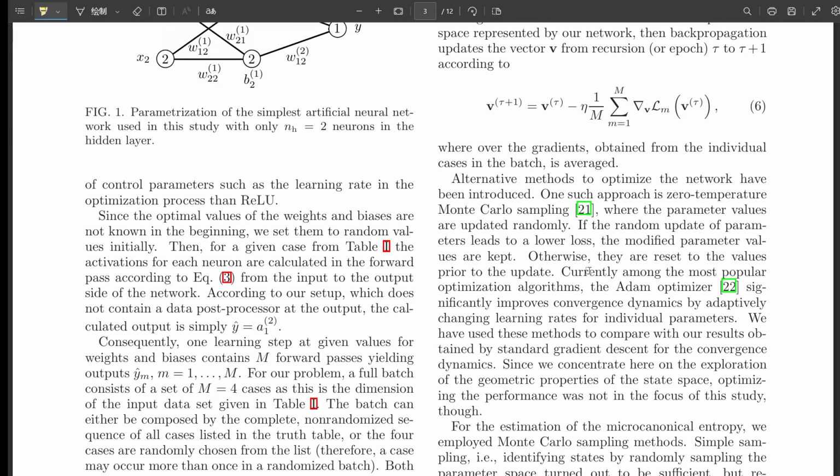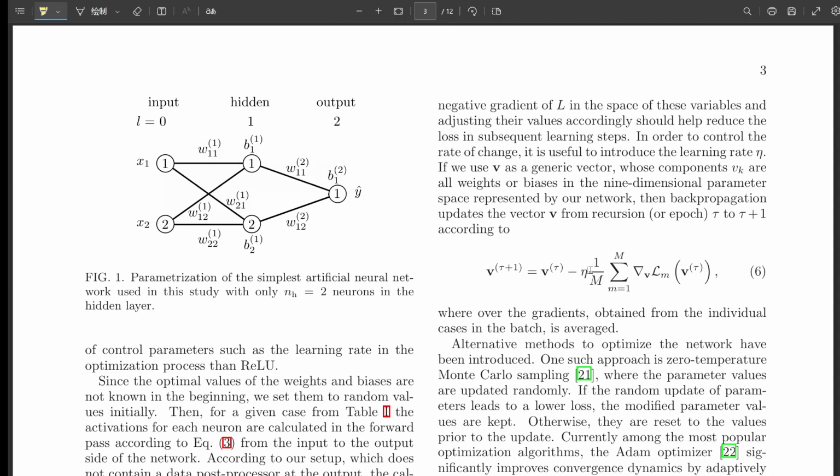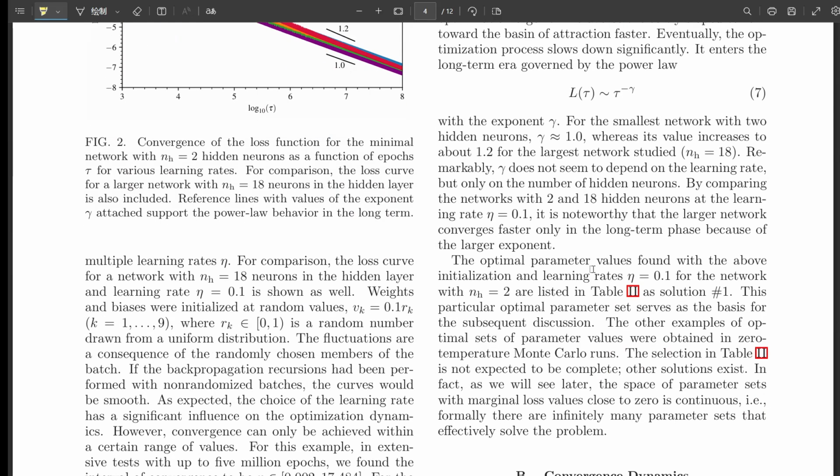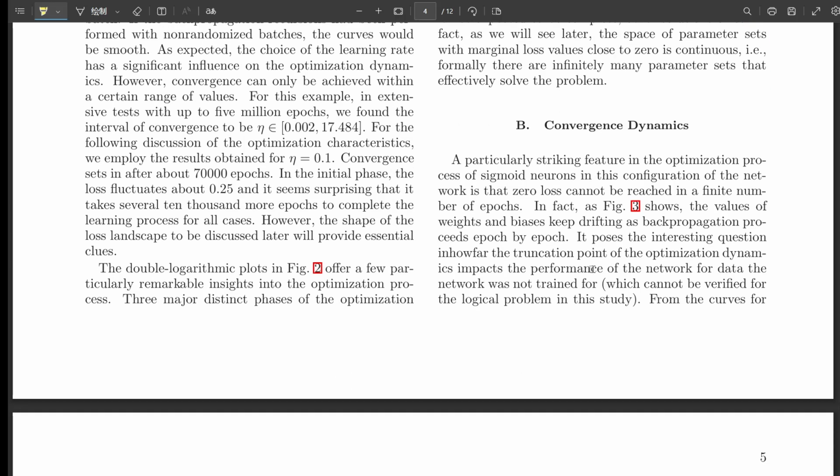Well, the first phase has some fluctuations in the loss, like the network's trying different things out. Right. Then there's this sudden drop in loss, like it's found a good path and is moving towards the solution really fast. We call that the attraction basin.